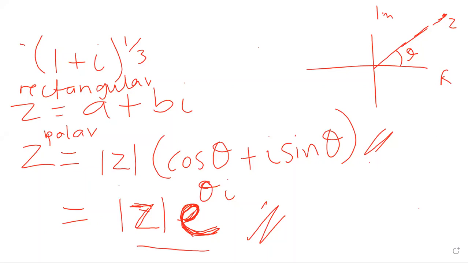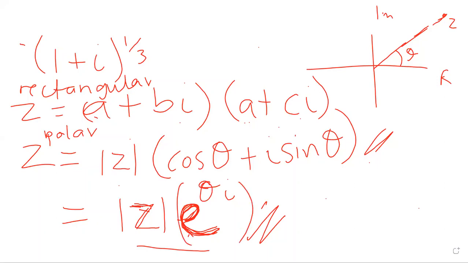Instead of doing it one by one like the way we did in rectangular form, that is, if you have a plus bi multiplied by another, a plus ci, then we have to multiply multiple times: a times a, a times c, b times a, b times c, before we can simplify and get our answer. But if it's in this form, we just multiply this and this together, and then we just have to deal with how the exponents multiply and divide. You've probably already done it in SHS.